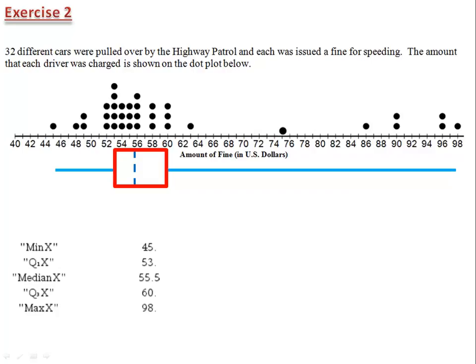We found that Q1, the first quartile, is 53, and Q3, the third quartile, is 60. Those are the ends of our boxes. The median, 55.5, is the dotted line in the middle of the box. Then, our lines went out to the minimum of 45 and the maximum of 98. Once again, we still have the question of, do we have any outliers? Well, let's deal with that situation right now.